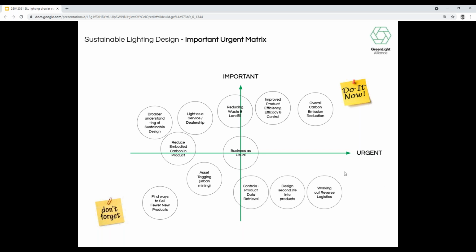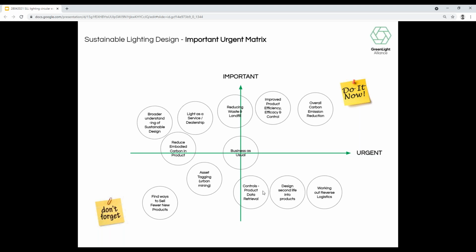At the bottom right here, we have the urgent items that are not yet considered sufficiently important. So working on the reverse logistics, that has to happen now before we can actually implement any circular initiatives. Designing a second life into products, again, that has to happen now, so that when they reach the end of their life in 10 years' time there's a way to remanufacture them and that's been considered. So it is quite important that we do this now.